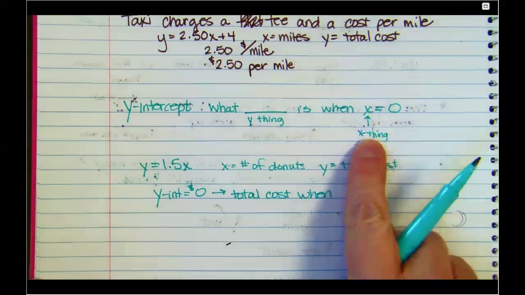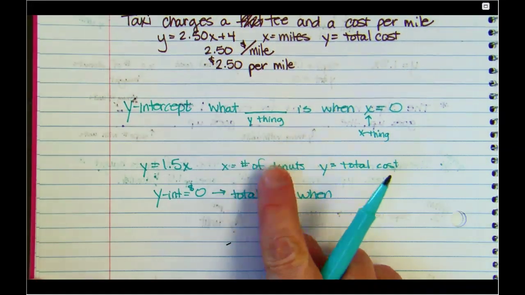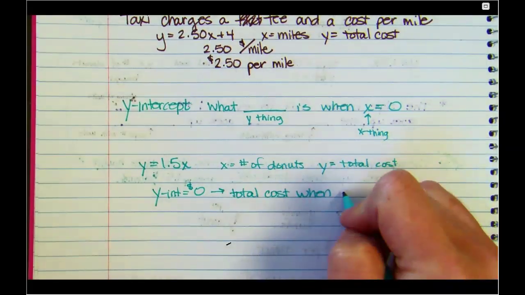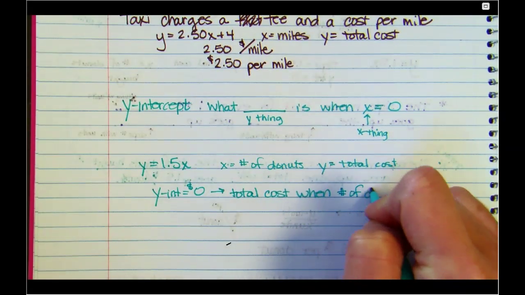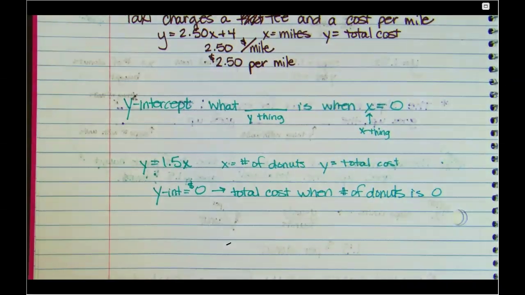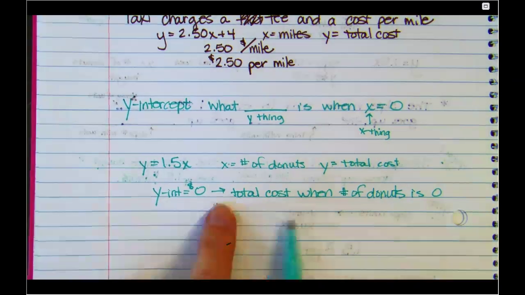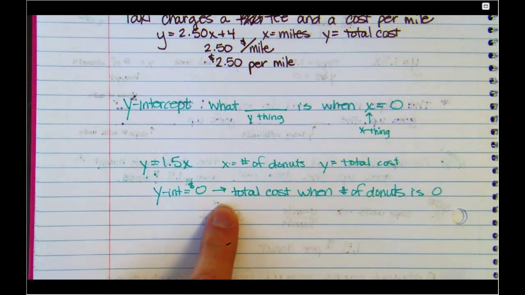When, what's the x thing? Donuts. So it's the total cost when the number of donuts is 0. Now, that's the mathy way, like you fill in the blank. If you want to put this in real life language for me, you're going to say, if you don't buy any donuts, you don't pay any dollars. Okay, that's reasonable.